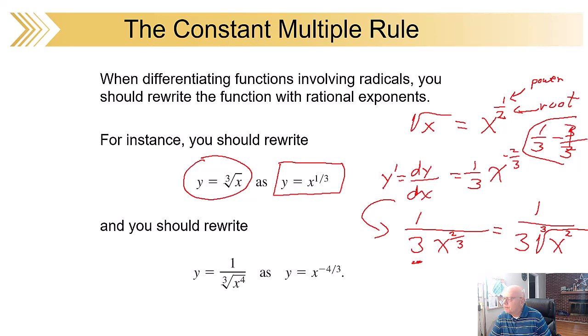Another one would be like this. There's your power on the top, your root on the bottom, and because it's in the denominator, it'd be a negative 4/3 instead of just 4/3. Remember, this could be written first. You might want to do this first. 1 over x to the 4/3, and then change it to this, and it's ready to take the derivative.